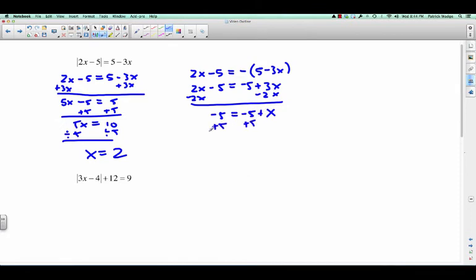Add 5 to both sides. That's 0 equals x, or x equals 0. Okay, before we go on, you got to check this. So let's try this x equals 2.